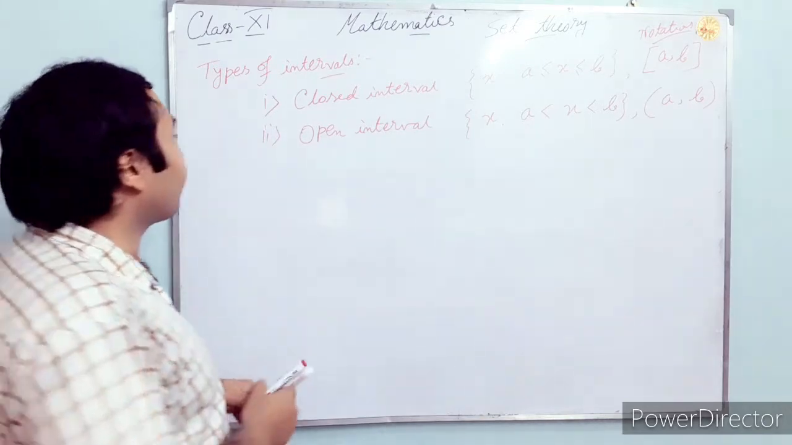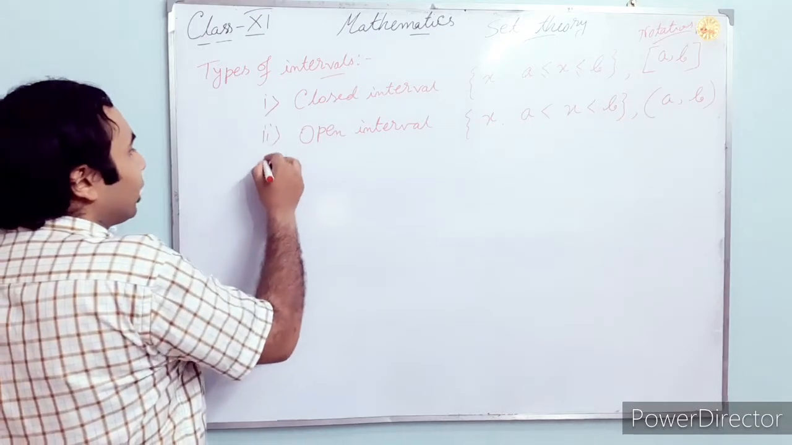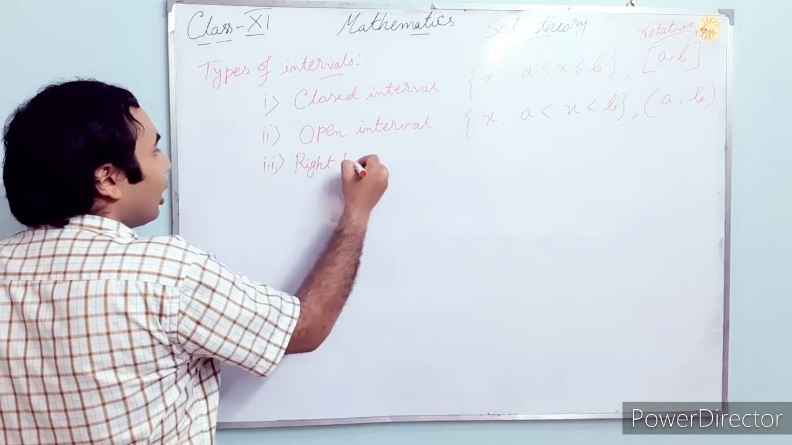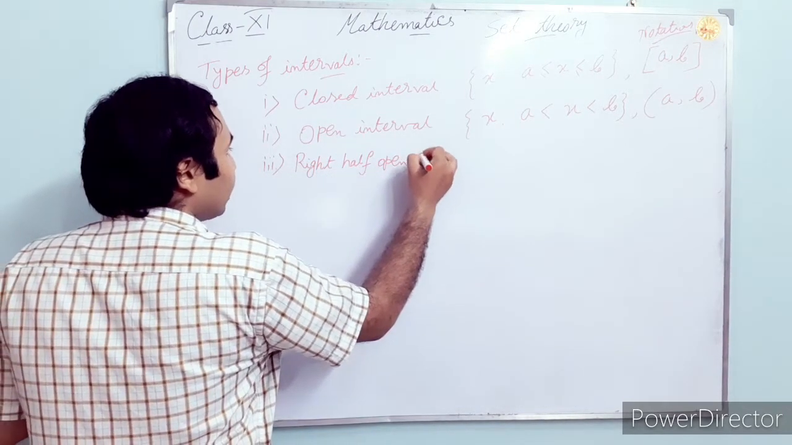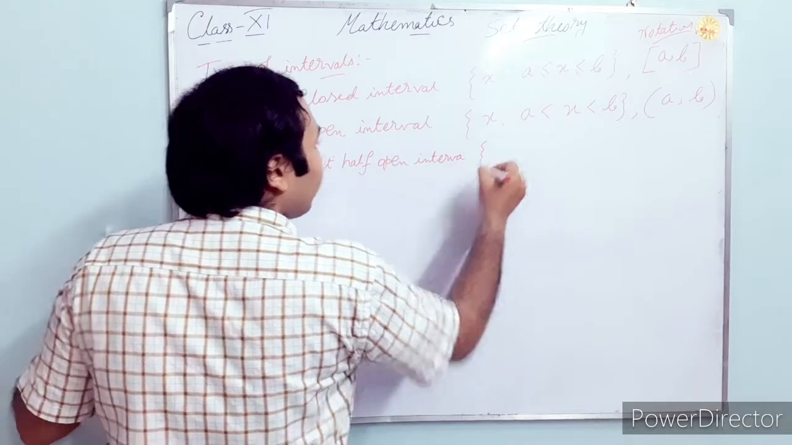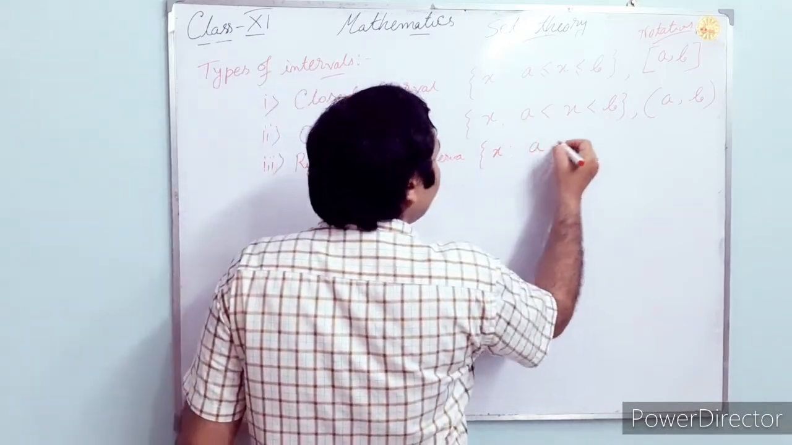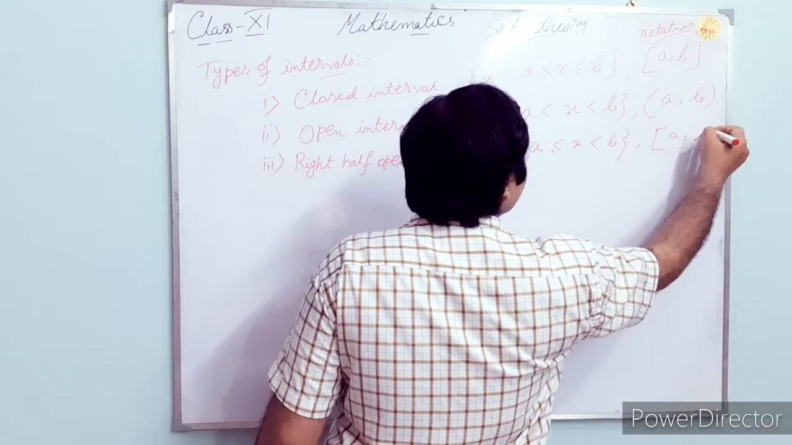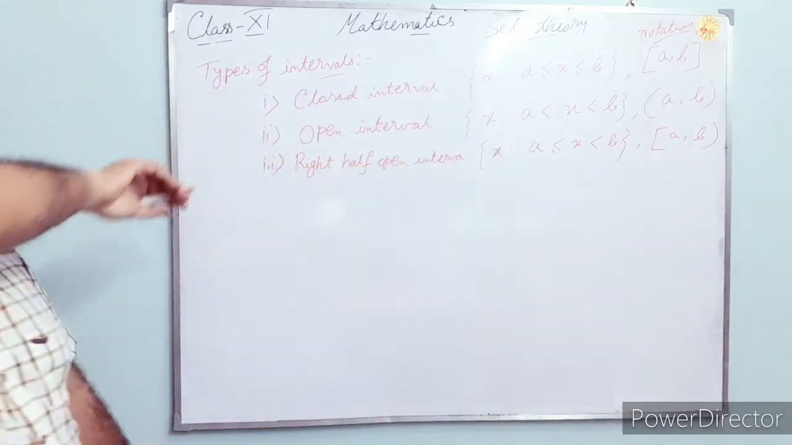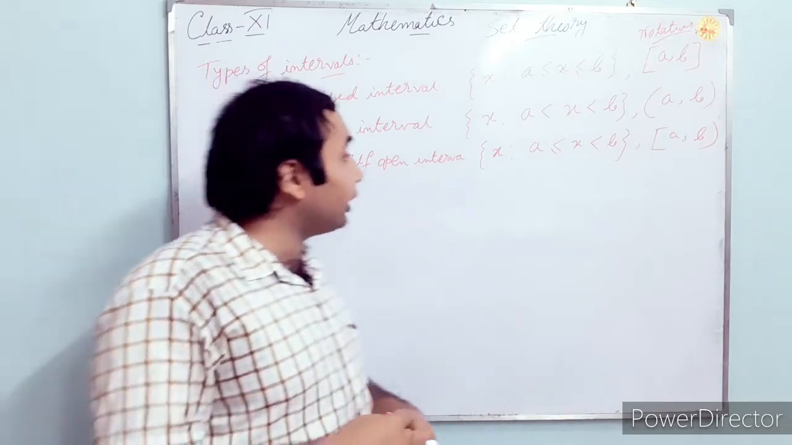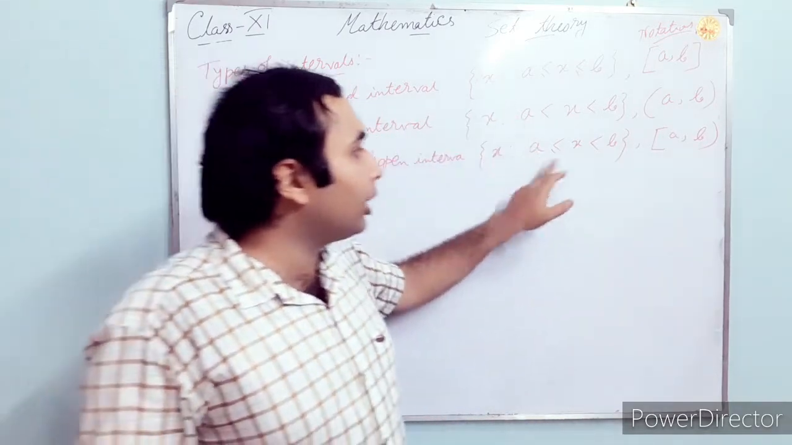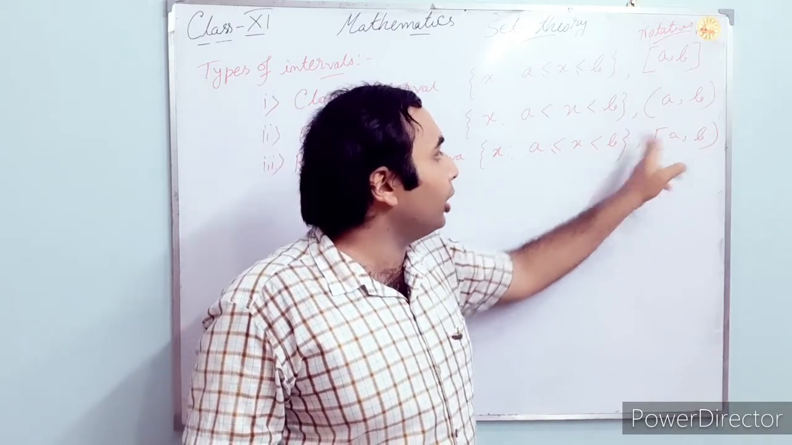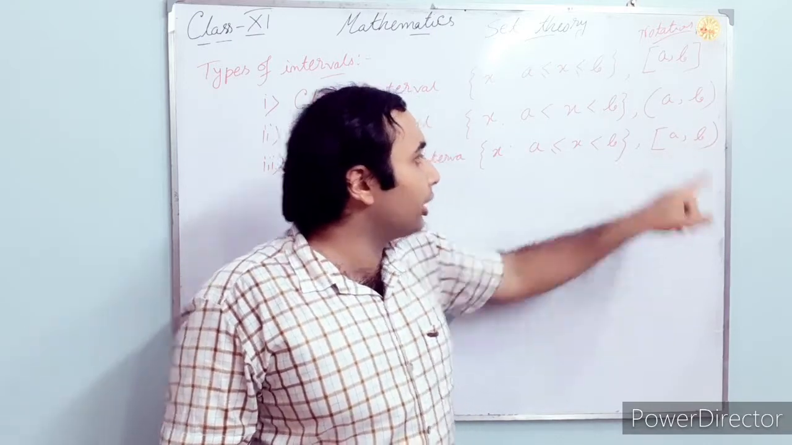Now half open and half closed. For half open, half closed, there are two types of intervals. One is the right half open interval. Right half open interval means x such that a less than or equal to x less than b, and the notation will be this. That means x can take each and every value between a and b, and also it can take the value of a, but it cannot take the value of b. So at the end of b it is open. That's why it can be written as this one.